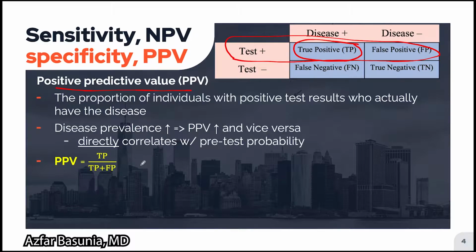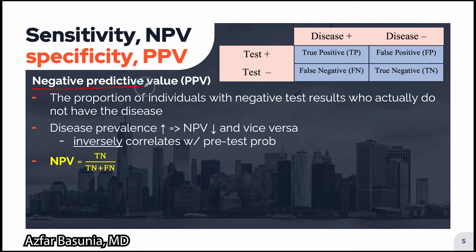The positive predictive value is affected by the disease prevalence, so when the disease prevalence goes up, the positive predictive value also goes up. Similarly, when the disease prevalence goes down, the positive predictive value also goes down. This means that positive predictive value is directly correlated with the pretest probability of the disease. And remember, the pretest probability of the disease is often equal to the disease prevalence.